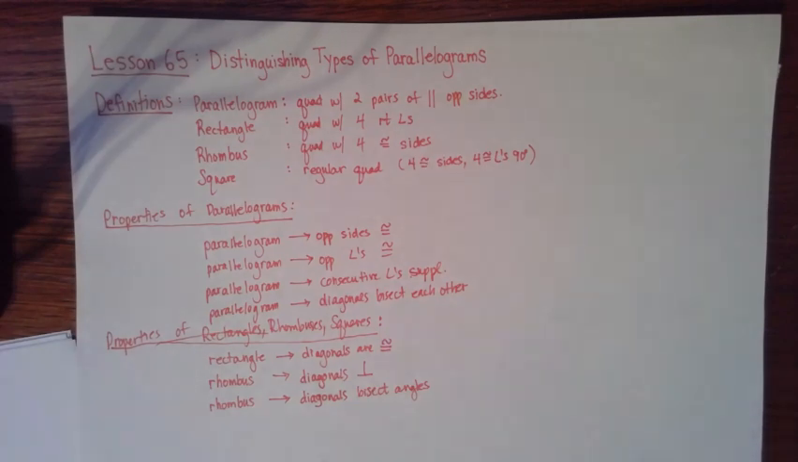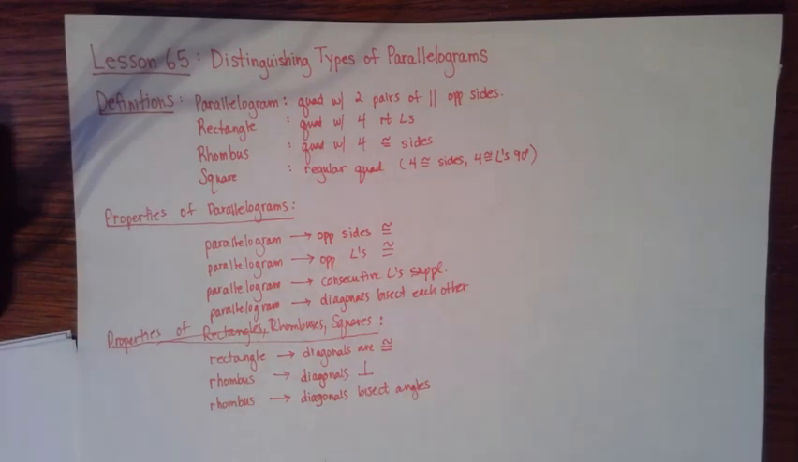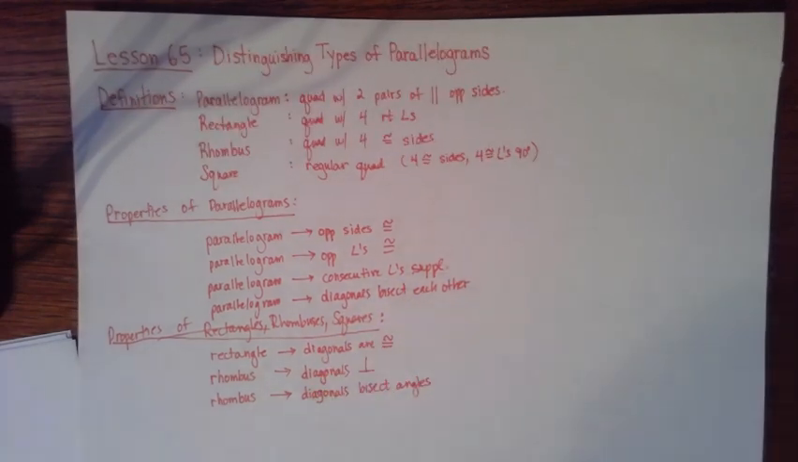So we don't list specific things for squares because squares automatically get everything that rectangles and rhombuses get because they can be classified as both of those. So we're not going to write down all of those, but squares would be all of these things.